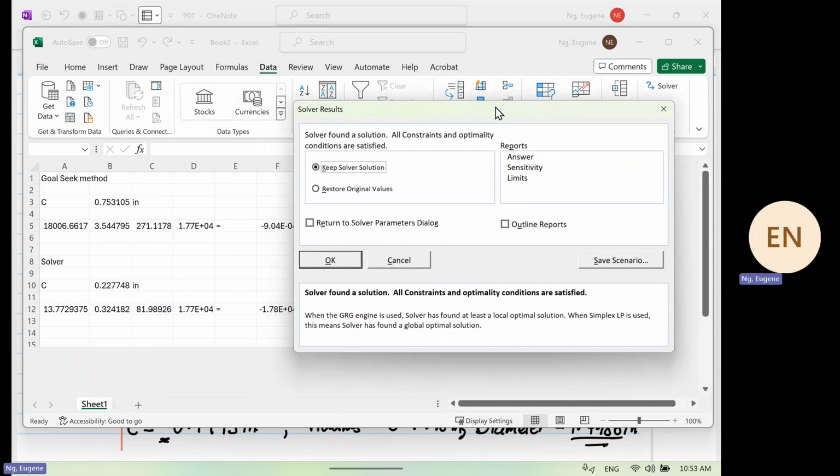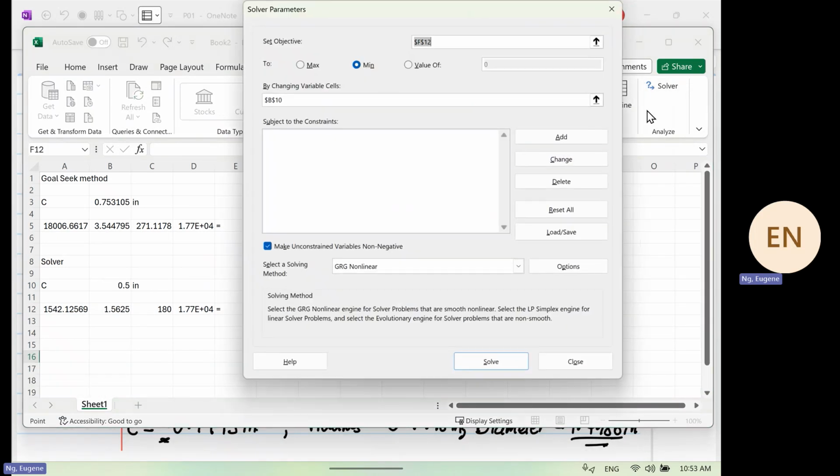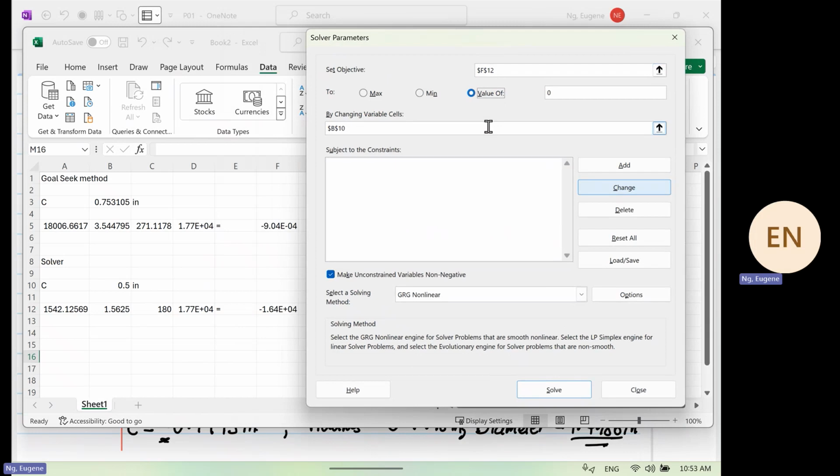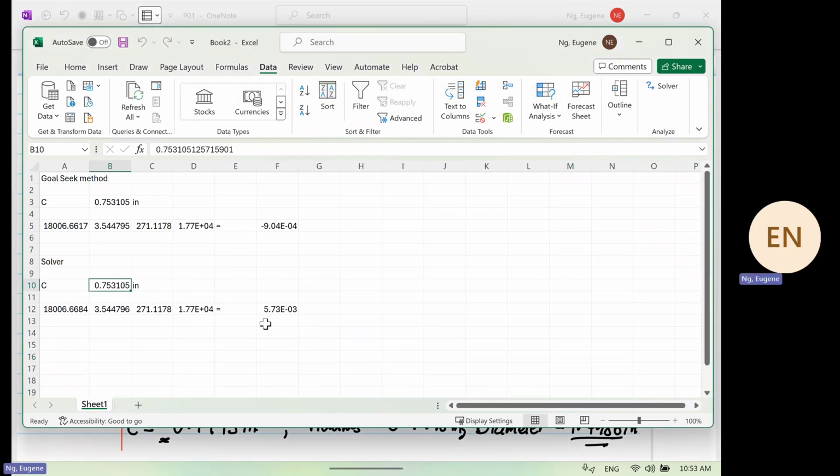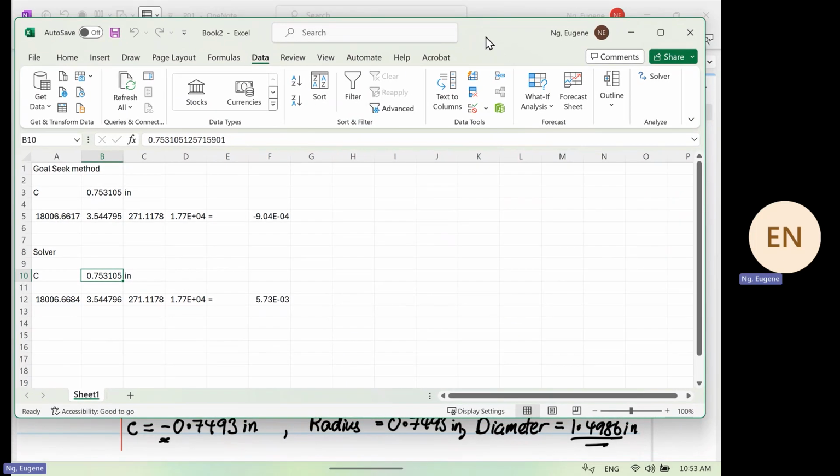No, the numbers are off. This is a wrong answer. So you cancel and go to solver again. The value must be equal to 0, not at its minimum. Set it to 0, change B10, and press solve. This might not work, but let's try. There you go. The answer is the same. I do apologize. When I tried at home, I had the negative answer like the calculator.